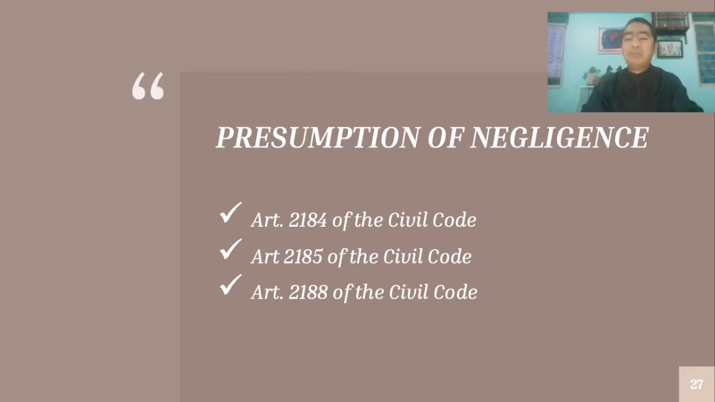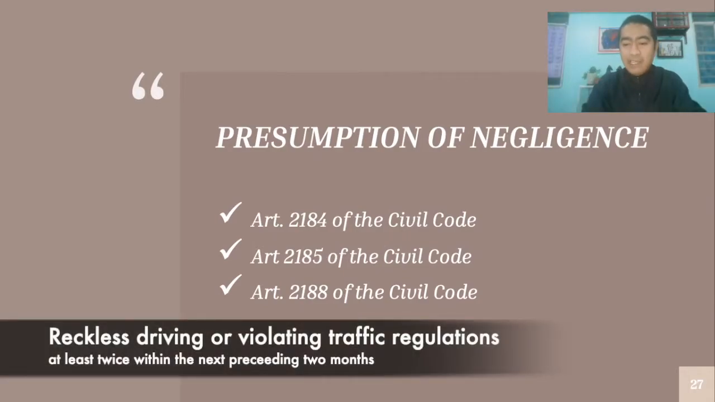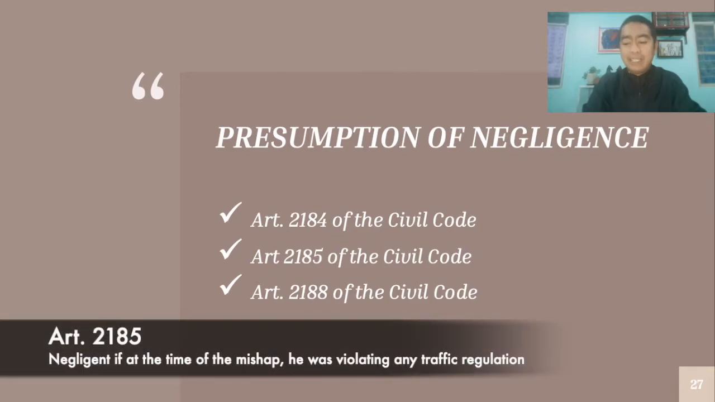What is the presumption of negligence? The Civil Code provides for the following cases when the existence of negligence is presumed. Under Article 2185 of the Civil Code, the driver is presumed negligent if he had been found guilty of reckless driving or violating traffic regulations at least twice within the next preceding 2 months. He is also presumed negligent if at the time of the mishap he was violating any traffic regulation.